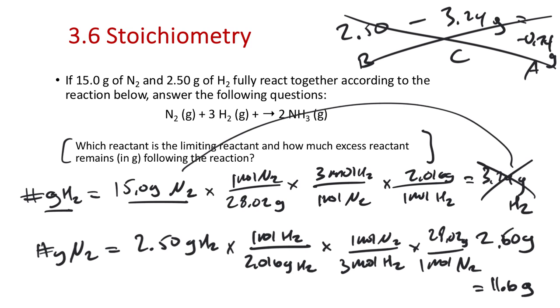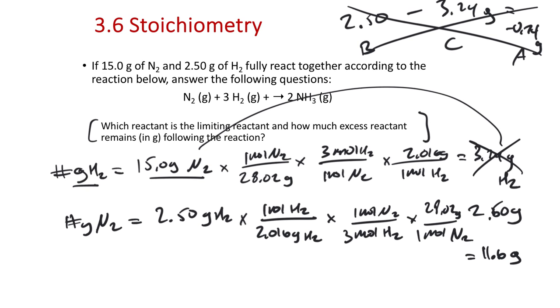Now on a test question, if this is a test question with multiple choice answers, then one of the choices is probably how much N2 remains after this reaction. Almost always the choice 11.6 grams will be there to choose from. That's not the remaining N2. That's the amount of N2 that reacts with the H2 when the reaction goes to completion.